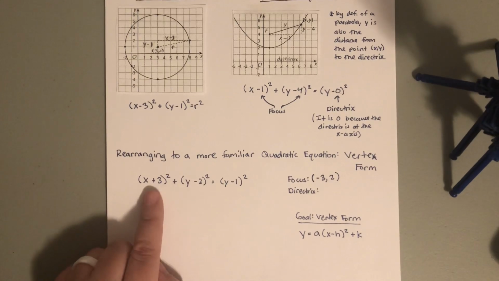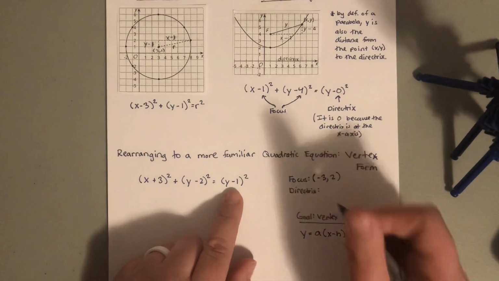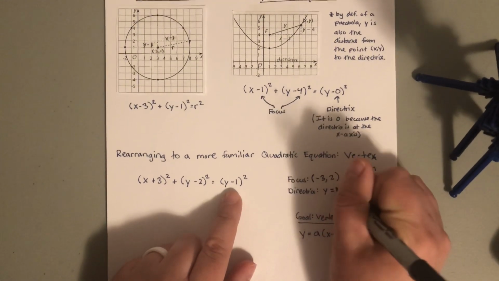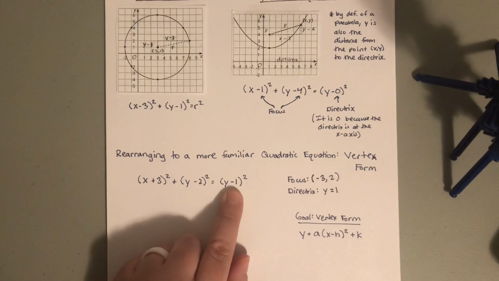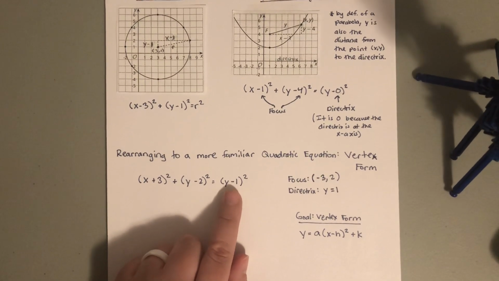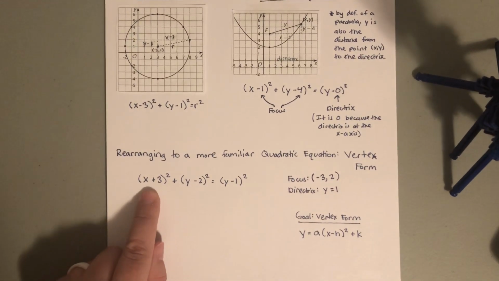So that gives us what the focus is. And we also know that the directrix is going to be the horizontal line at y equals 1, because that 1 right there tells us that. It's going to be the opposite of what we see there. So we can get this information about the parabola looking at this equation.